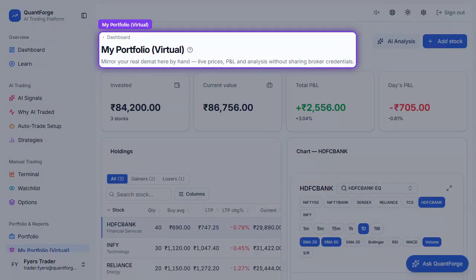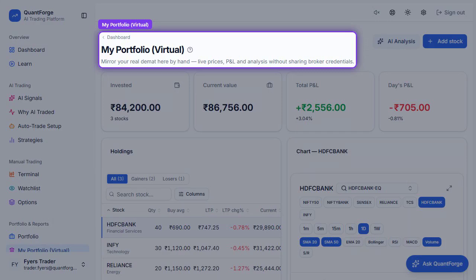Arjun, this page is called My Portfolio, but I already see my positions on the dashboard. What is this one for? Different thing entirely. The dashboard shows trades you made here, on QuantForge. This page is a mirror of the shares you already own in your real demat account, the ones you bought years ago, through any broker.